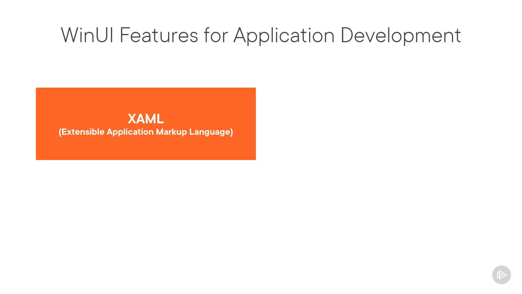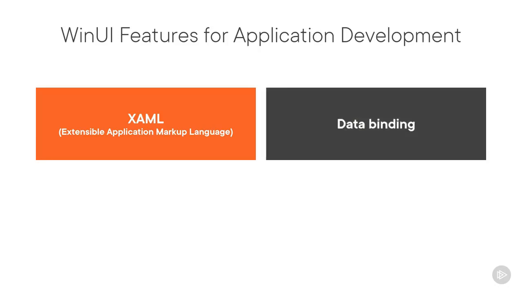Now, for you as a software developer, WinUI has several powerful features to develop desktop applications for Windows. First of all, there is the Extensible Application Markup Language, or short XAML. XAML is an XML-based language that is used in WinUI to create user interfaces. Usually, you define a user interface in XAML and you implement the logic in C#. This leads to a clean separation between user interface and user interface logic, which makes your application more maintainable.